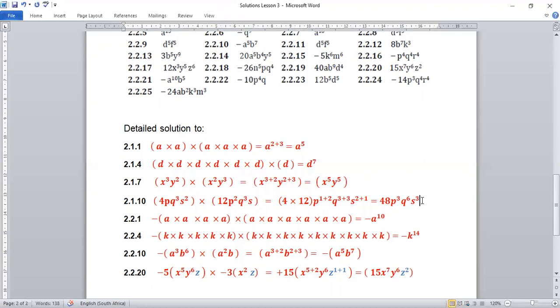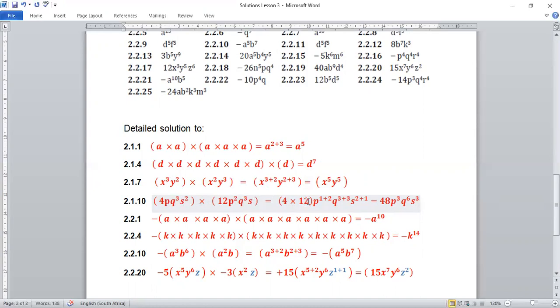The next question, 2.1.10. Now remember, no matter how many variables are given to you, there's no need to become confused. The first step is to write out the term. In the term, the variables you write out in alphabetical order, meaning in this case, it's P, Q, S. And in the second bracket, this term, you also rearrange it such that it's following the order P, Q, and S.